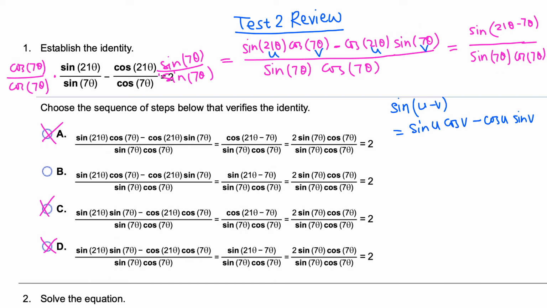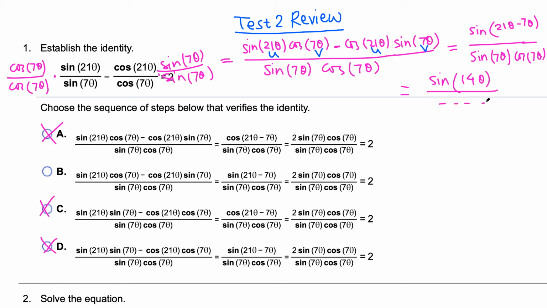So we are here now. Now on the top, I want to show you how this is number 2. Okay, so on the top, this is sine of 21 minus 7, which is 14 theta. I'm not going to write the bottom, the bottom is just that. Now look at 14 theta and 7. 14 is 2 times 7, so we can say sine of 2 times 7 theta on the top, and we have sine 7 cosine 7 on the bottom.